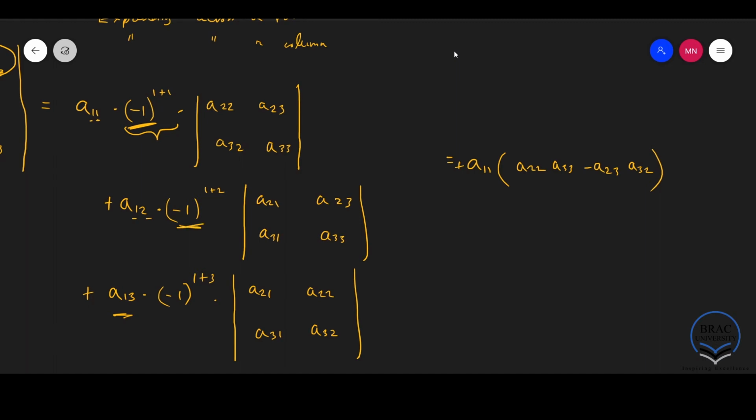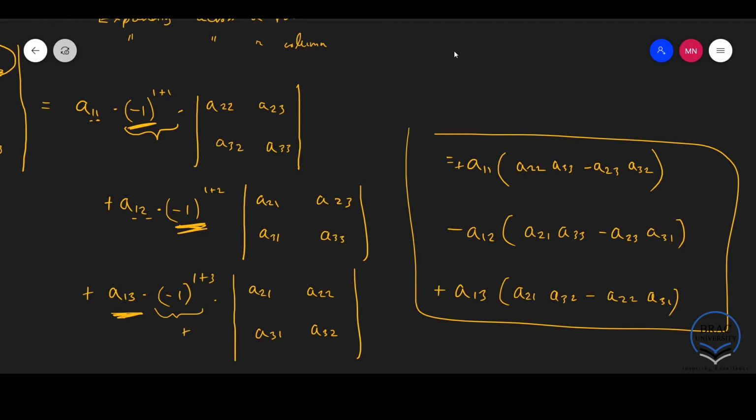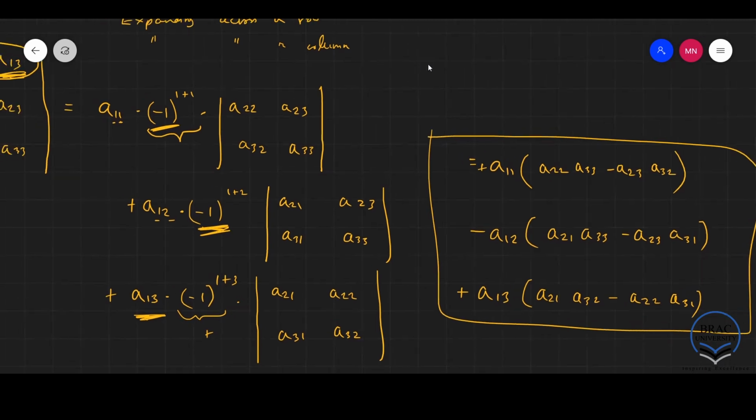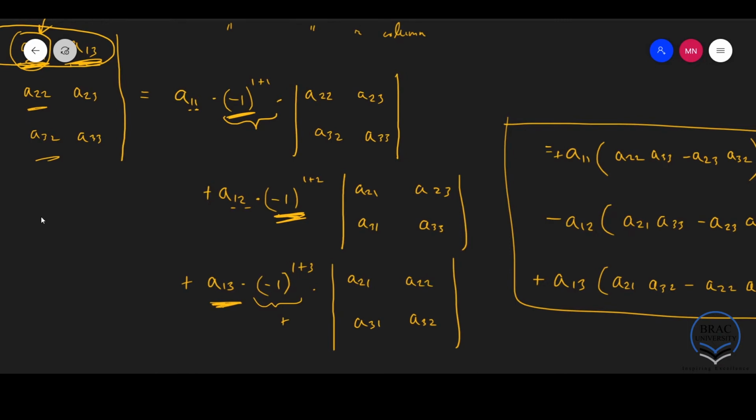Then we have this term here, -1 to the power of 3. So that is an odd power. So we have minus A12 times (A21 A33 minus A23 A31). And then finally, we move on to A13. This is positive 1. So we have plus A13 times (A21 A32 minus A22 A31). Right? So this is how we evaluate the determinant of a 3 by 3 matrix.